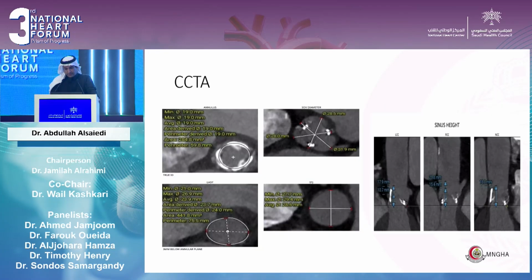As you can see here, we proceeded with a cardiac CT for him, which showed basically a perimeter of around 19 with area of 284. And you can appreciate other values regarding sinus of Valsalva diameters, STJ, and on the right side you can see the sinus heights for the left coronary artery, right coronary artery, and the non-coronary cusp, basically in the acceptable range.